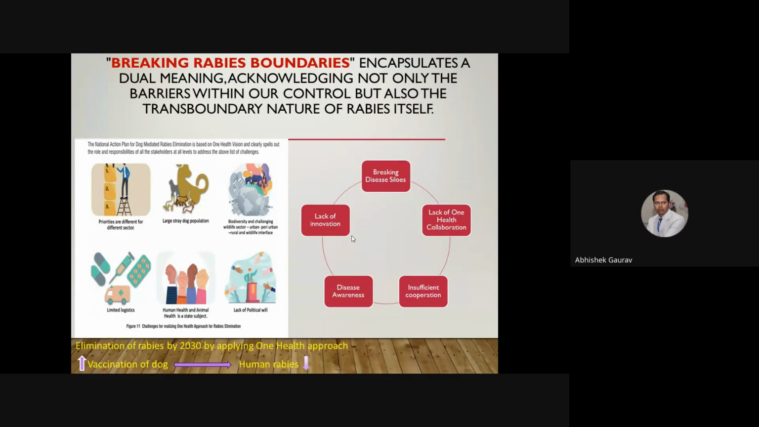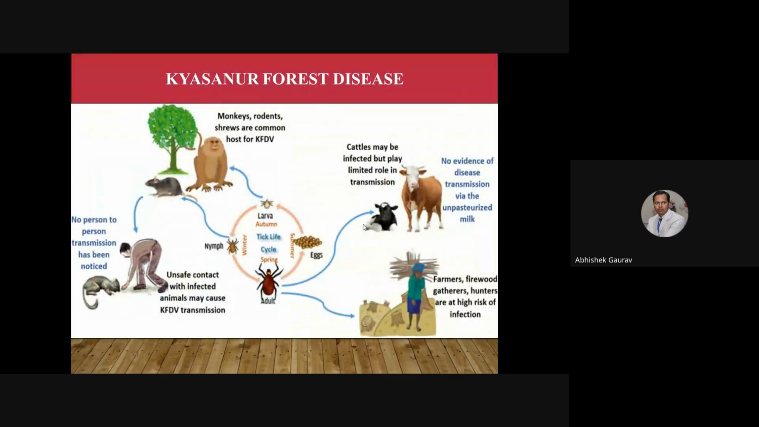And the One Health approach in rabies means that by increasing the vaccination in dogs, we can decrease the incidence of rabies in humans. This is a good example. Working on the animal side is leading to disease prevention on the human side.